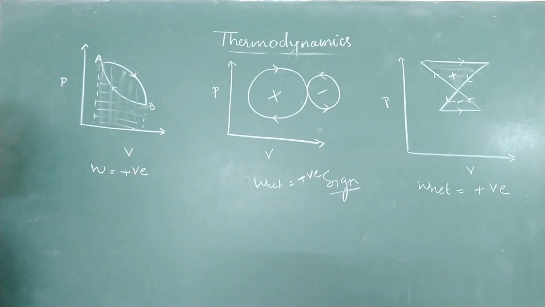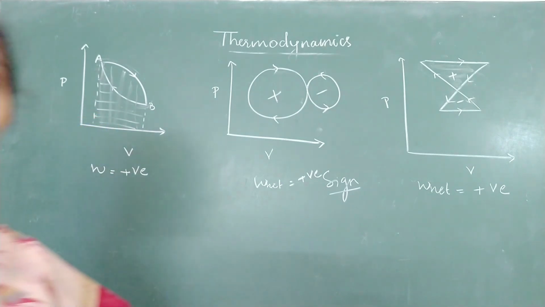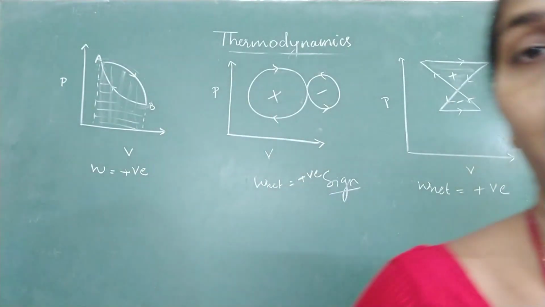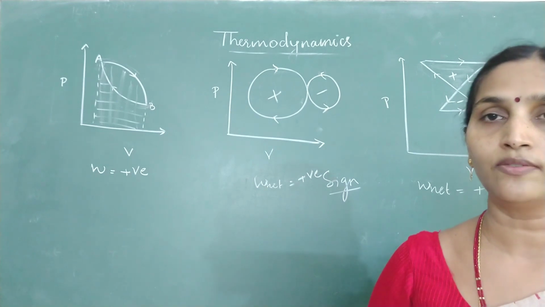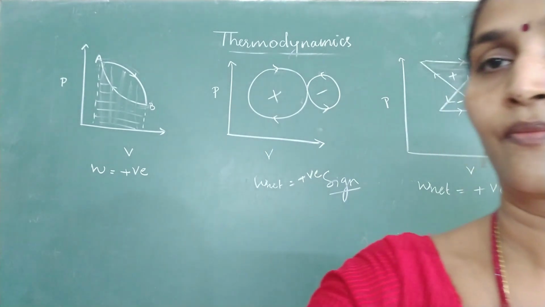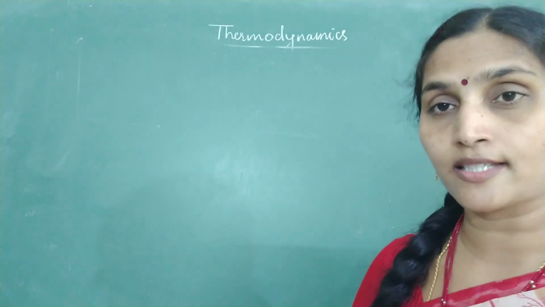So if the sign of work done is asked, you can just check whether it is clockwise or anti-clockwise and then give the answer. So these are some of the questions related to calculation of work done, either by using graphs or by making use of equations. Now, coming to questions related to the first law of thermodynamics and its applications.